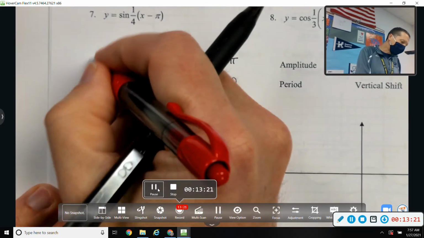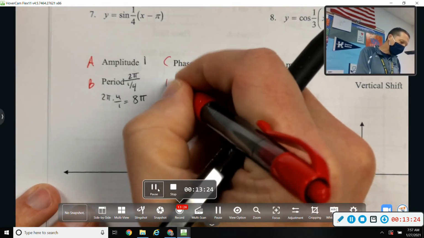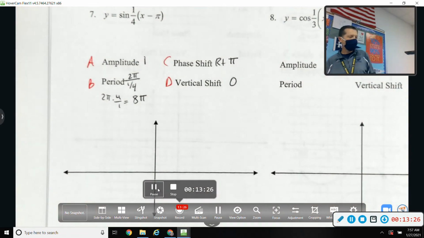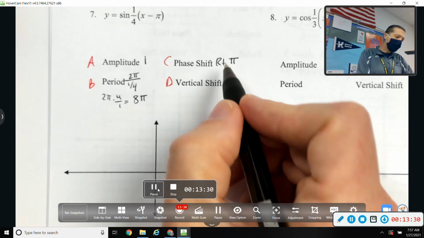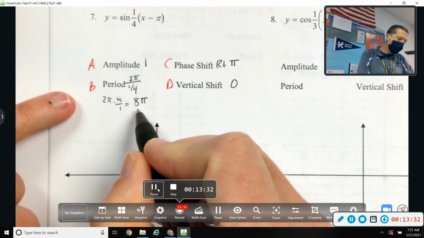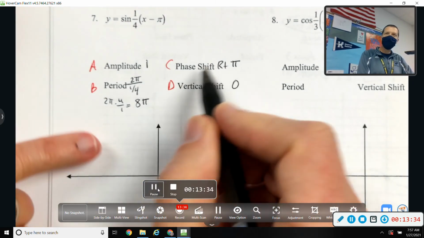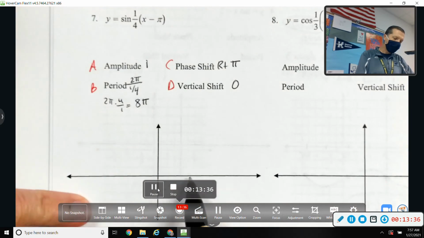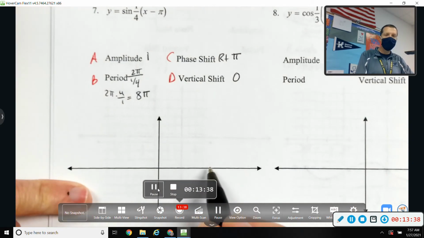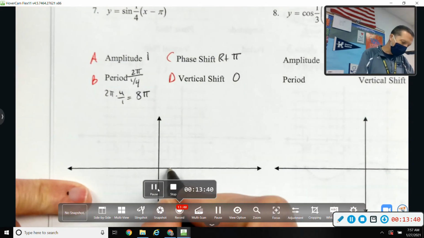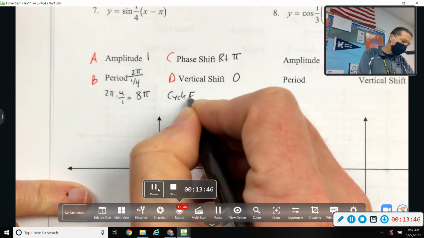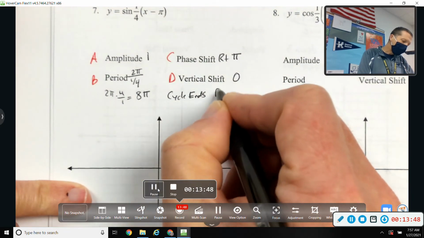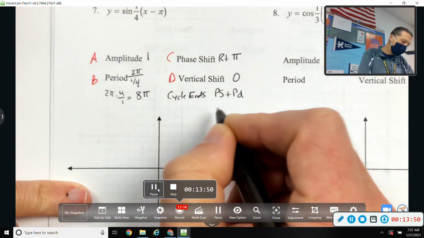Again, find them in order, A, B, C, D. Use them in reverse, D, C, B, A. Vertical shift 0, so no change there. Phase shift right pi, period 8 pi. So we have to consider those together. I don't want to phase shift way over here and then have to go 8 more pi away from that. So I think I need pi to be in pretty close, so that 8 pi away, my cycle ends at the phase shift plus the period.